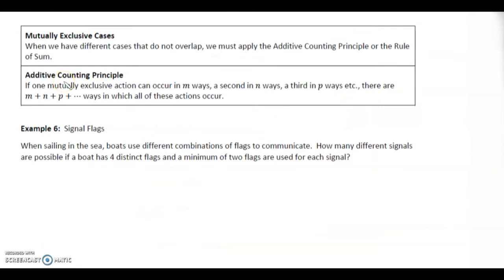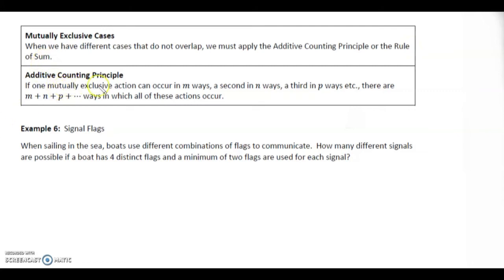Mutually exclusive cases. When we have different cases that do not overlap, we have to use something called the additive counting principle, or the rule of sum. When we think about not overlapping, we think about two different things that can happen, and they're two completely different scenarios. They can't happen at the same time.